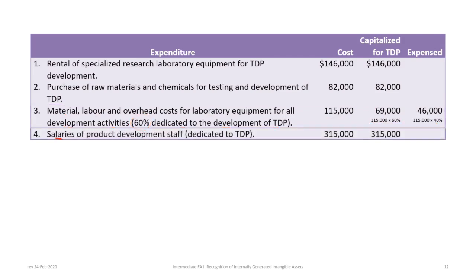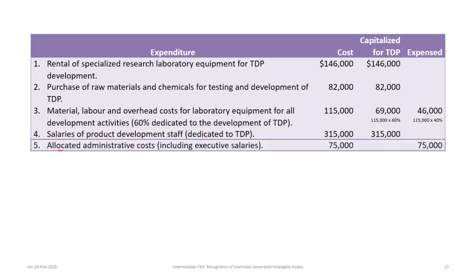The fourth expenditure is salaries of product development staff, and they're all directly dedicated to TDP. So that's $315,000, all capitalized. We also have some allocated administrative costs, including executive salaries. So these are allocated, which means that they are a portion of other costs that are incurred and allocated elsewhere. So all of the allocated costs, we could say, are attributed to this particular department. However, allocated administrative costs are not capitalized, they are expensed.